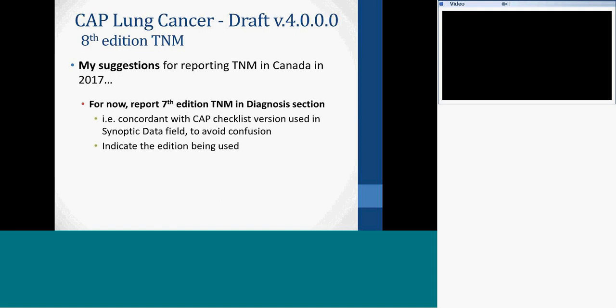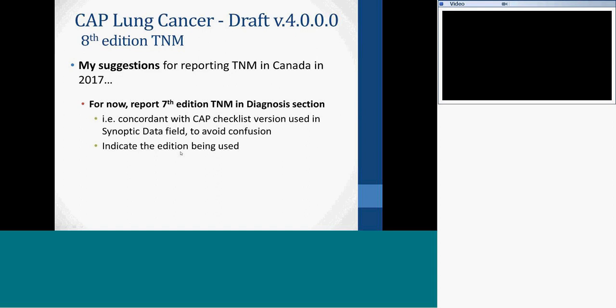First of all, for now, I would suggest that we continue to report the 7th edition of the TNM in the diagnosis section of our reports. The thinking behind this is really to try to avoid confusion where the diagnosis section says one thing and the synoptic data section says something else potentially. Really try to maintain concordance between the diagnosis section and the synoptic data fields. So whatever version the CAP checklist in the synoptic data field is, probably best to report that in the diagnosis section. And I think it'll be important to indicate which edition is being used.